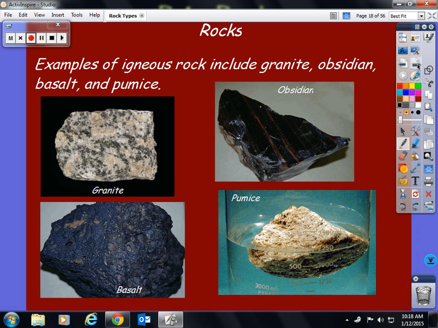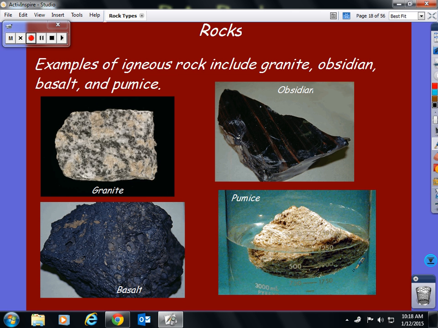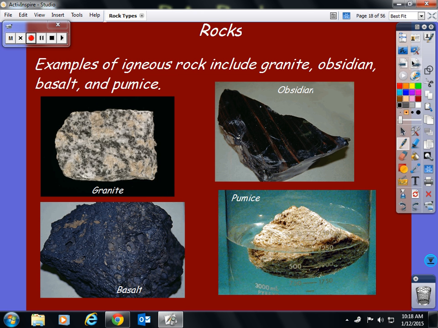All right, so here are examples of igneous rocks that you need to know. You have granite, basalt, obsidian, pumice. Rhyolite is another one. I know I said it. Scoria, spelled S-C-O-R-I-A. It's just like pumice, just a darker version of it. And you'll see all of them in class.